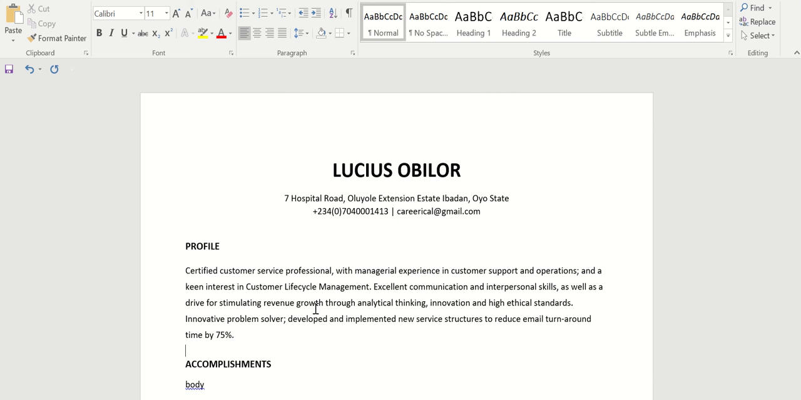But notice something here: it's not written in the first person, it's not written in the second person, right? It also doesn't contain pronouns. I see CVs where they say, I am a certified customer service professional, or she is a certified customer service professional. Please don't do that. That is not the professional way of writing CVs. Just go straight to the person's profile, but don't say I, don't say she, don't say he. Don't use any pronouns at all in writing your career profile, okay?